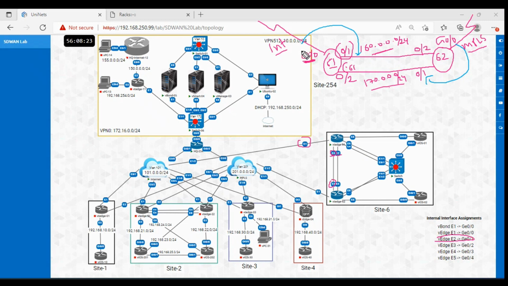If we have extended this interface towards our gig 0 by 1, that means this interface, which is 0 by 2, going towards 61, should be our what? It's a virtual link, TLOC extended. Yeah, this is our TL. Guys, keep participating. So this link, we are extending this link to our gig 0 by 1, right?